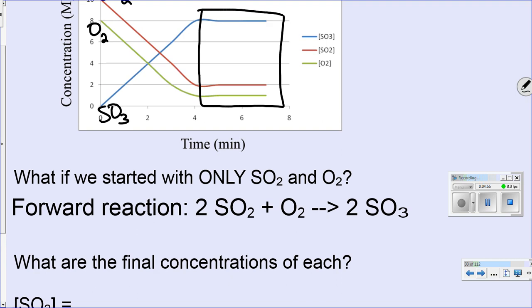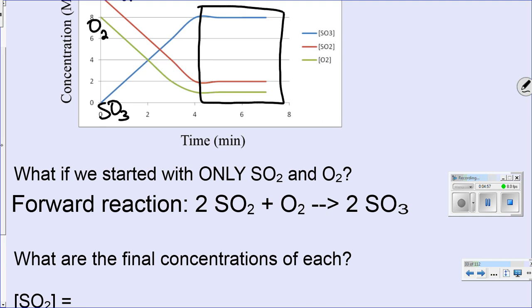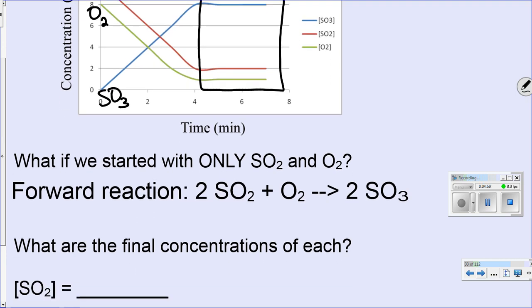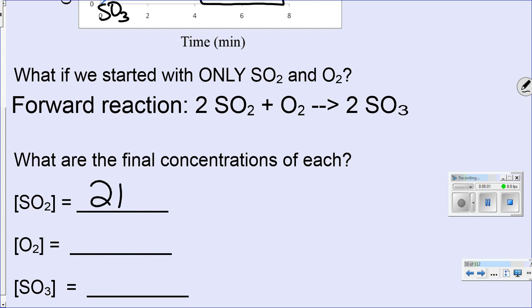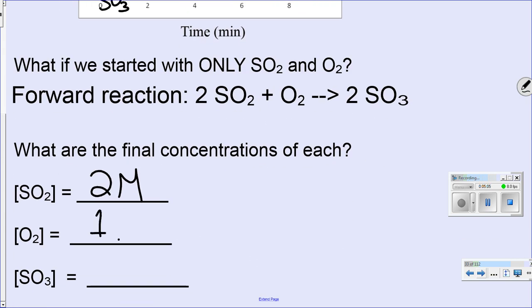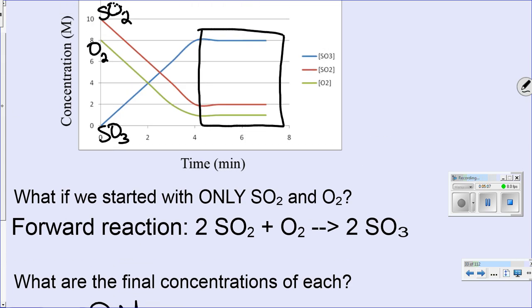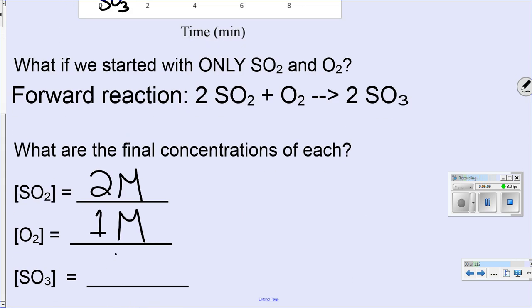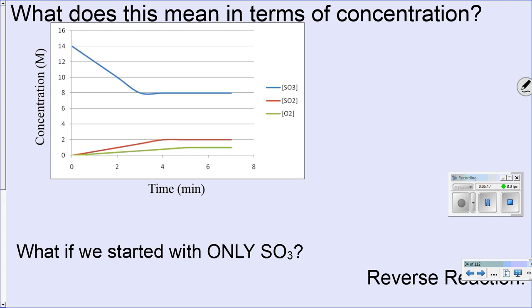So our final concentrations for SO2, which is our red line, we end up at 2 molar. O2, we're ending at 1 molar, and SO3, we're ending at 8 molar. The reactions, as I said, are both continuing, but these concentrations are remaining constant. This is a dynamic changing system.